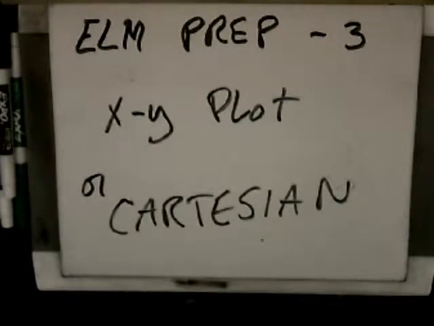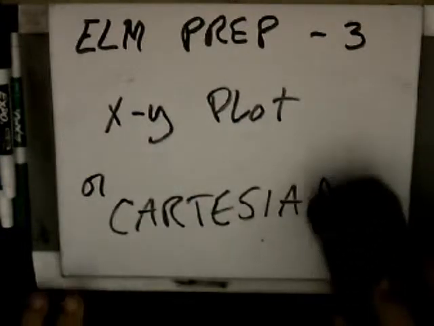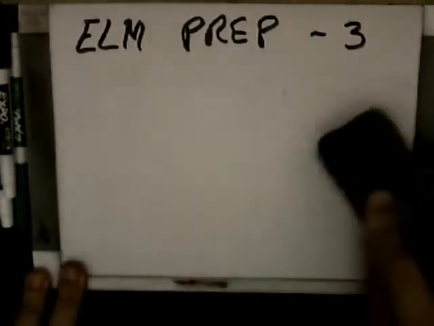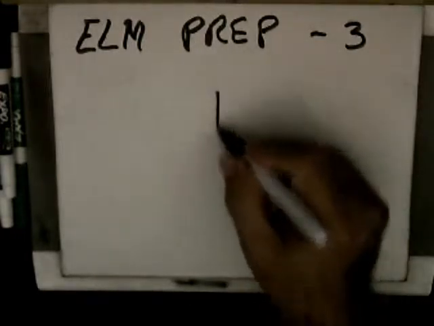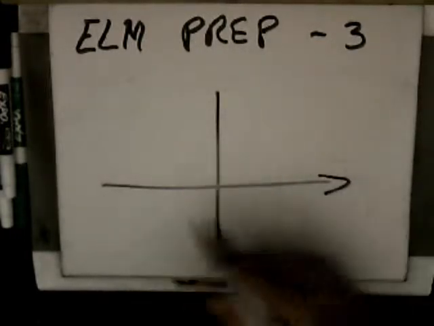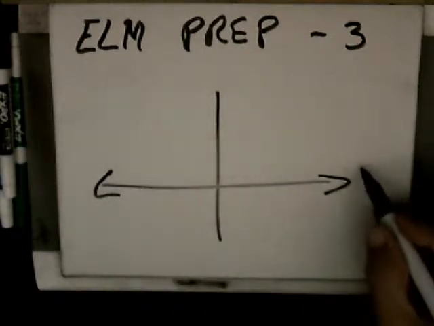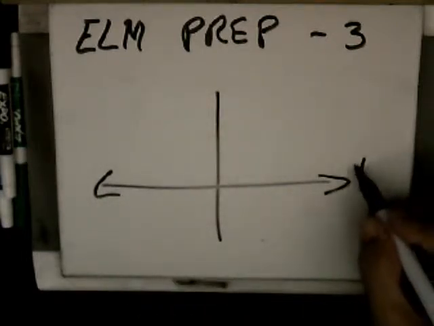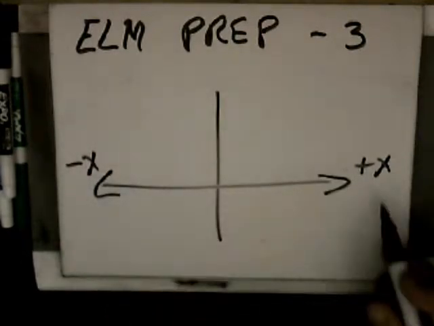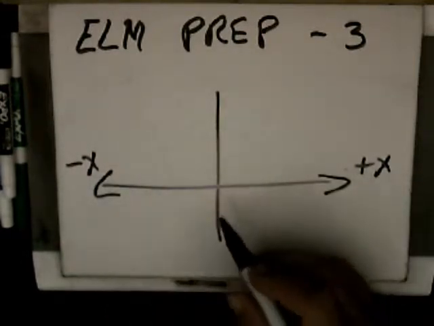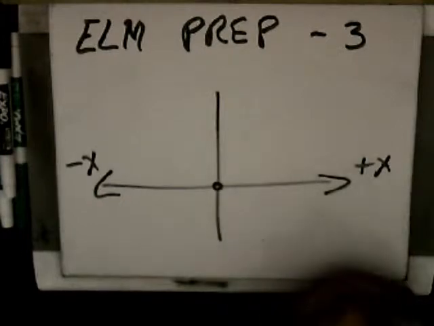And we're going to talk a little bit about the XY plot, or as it's called, the Cartesian plot. The XY plot is essentially just a number line, except that it is a number line in two directions. We have a number line left and right like we had before, and we call that plus x, and we call it minus x, where we called this just plus and minus originally. 0 is in the center.